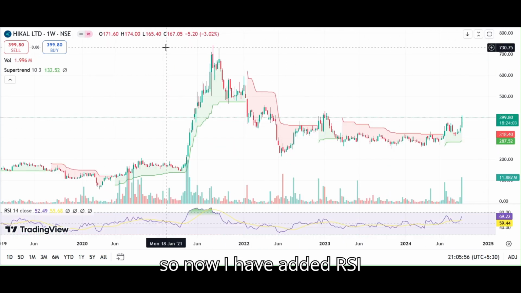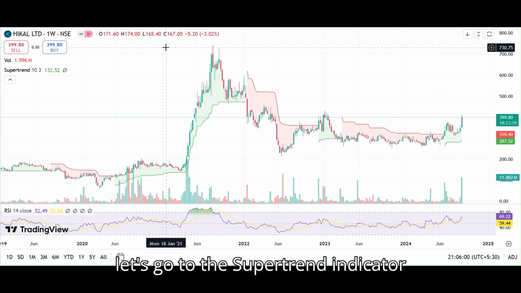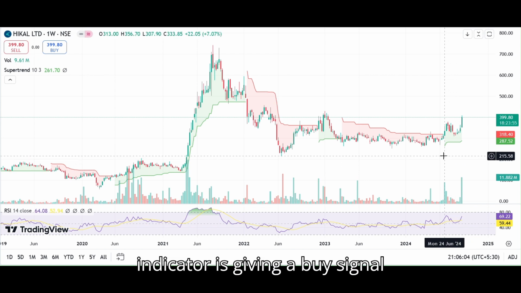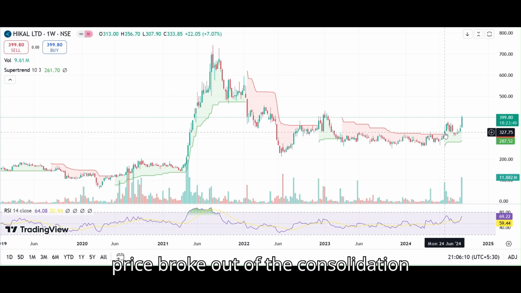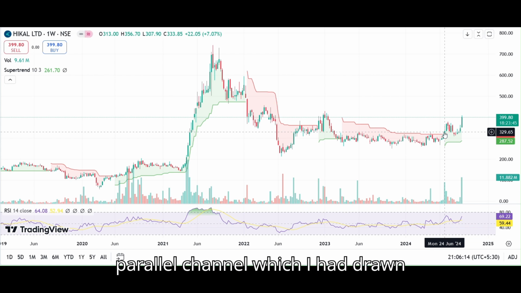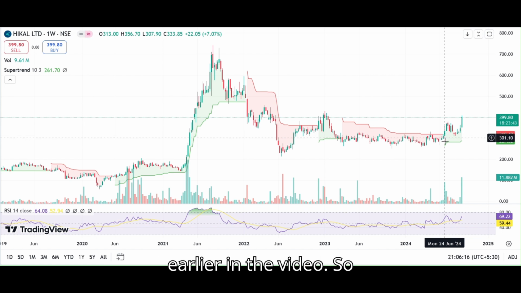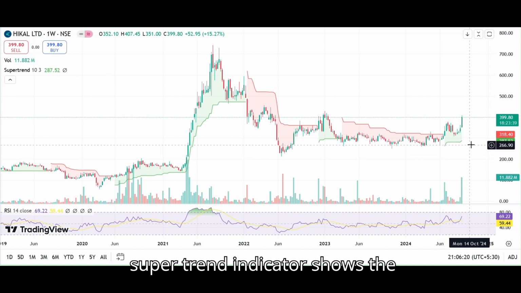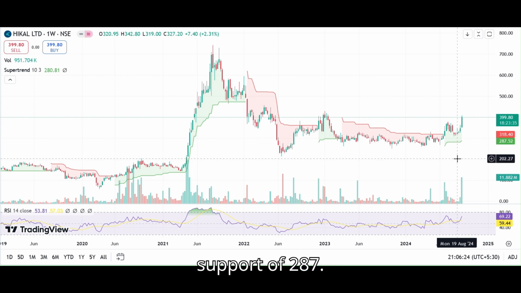So now I have added RSI and super trend indicator. So let's go to the super trend indicator first. You can see the super trend indicator is giving a buy signal exactly at the point where the price broke out of the consolidation parallel channel, which I had drawn earlier in the video. So the buy signal is still on, and the super trend indicator shows a support of 287.